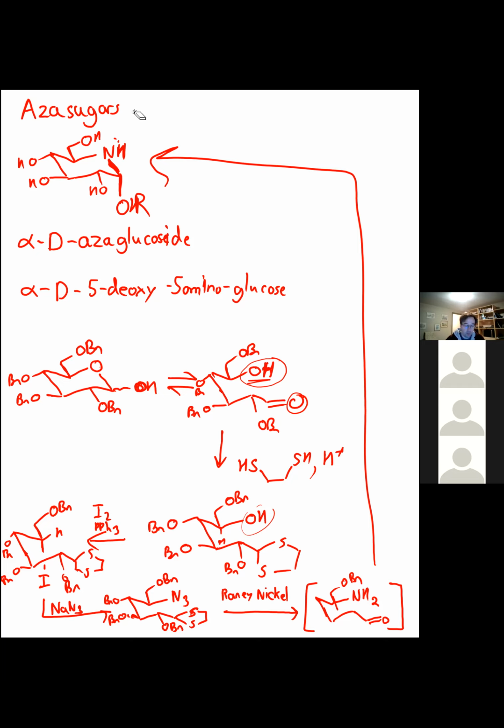So azo sugars are really, really useful glycosidase inhibitors. And they can also mess with making cell walls and stuff in bacteria. And so you do see them as antibiotics. But I just don't do a lot with them, so I'm just not as excited about azo sugars as I am about C-glycosides and carbosugars.